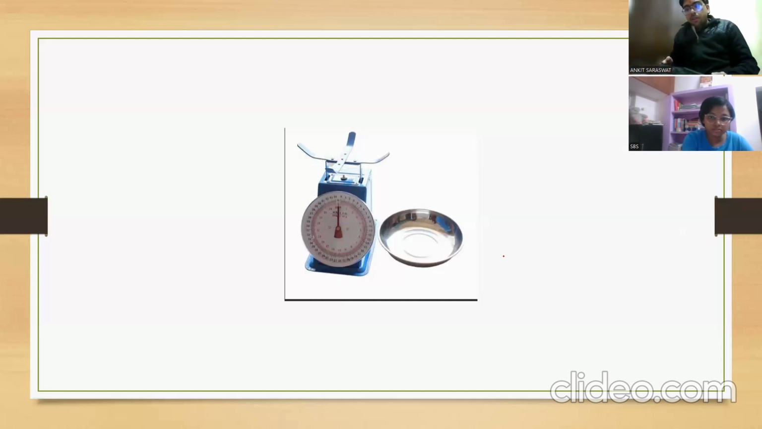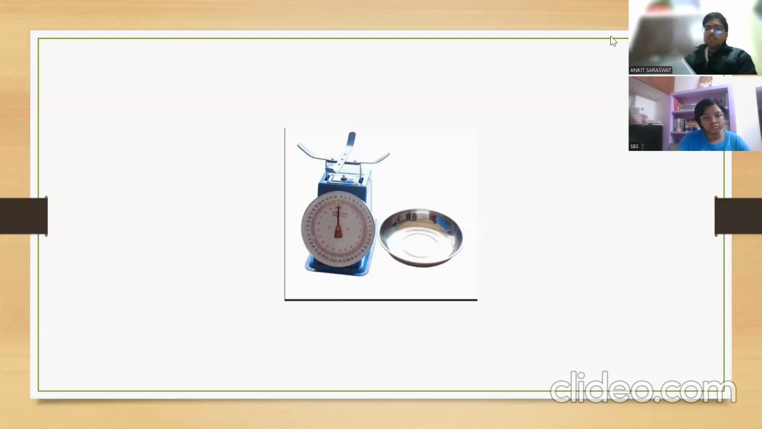This machine is mainly used by doctors. When they weigh a person, the person stands on this weighing machine, on a platform. Then it gives the reading, 20 kg, 50 kg, 70 kg. The doctor says your weight is 70 kg. Clear? Understood?